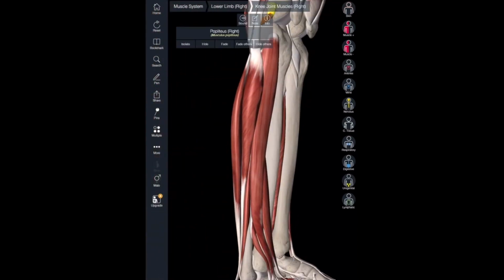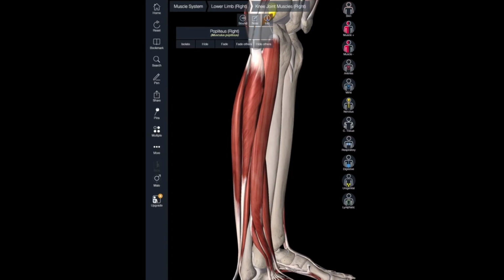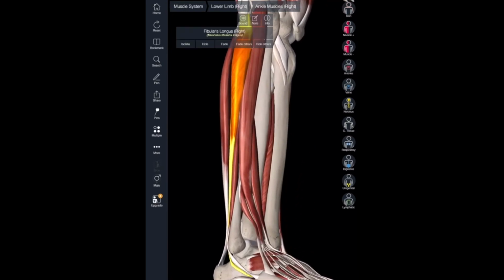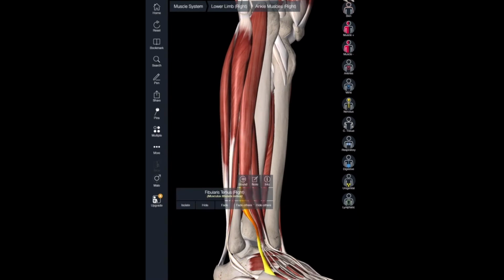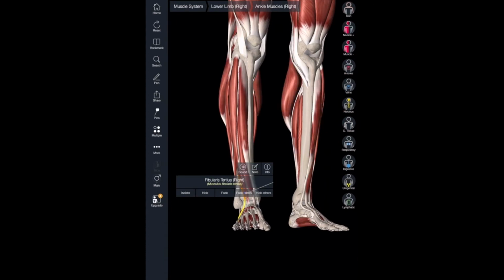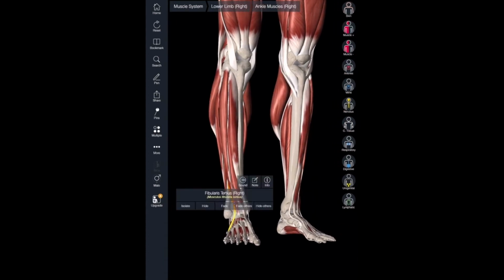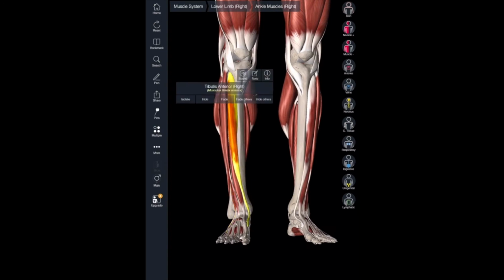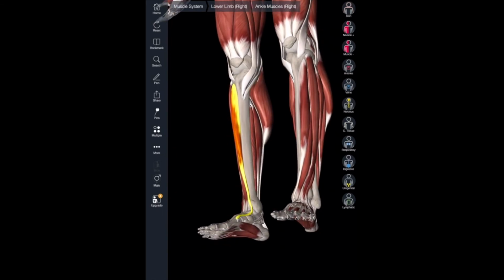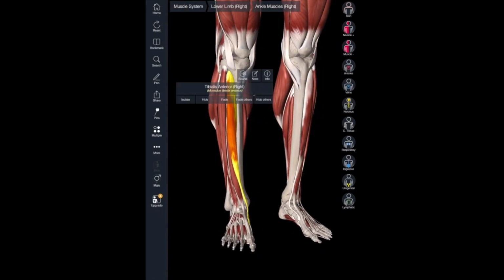Some lateral leg muscles. We have fibularis longus, we have fibularis brevis, we have fibularis tertius. Those are the three of the lateral leg. Anterior leg, we have tibialis anterior. Remember, tibialis anterior and fibularis longus make up the stirrup of the foot because they attach to the same place underneath the foot, but they go on either side of the foot to get there.